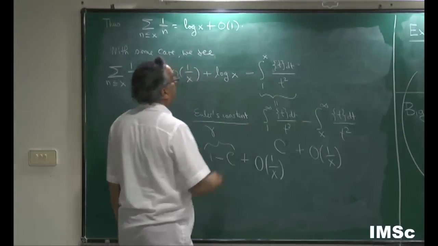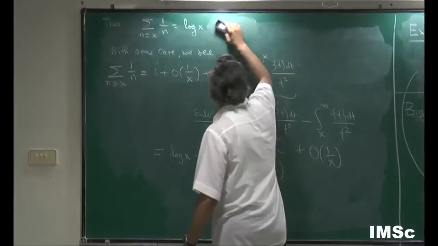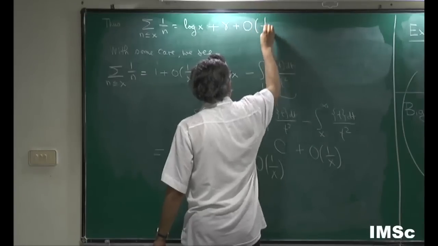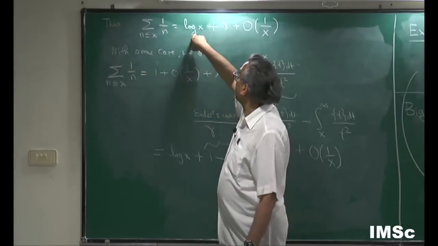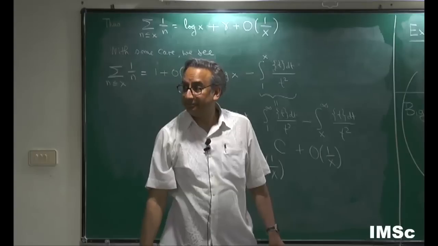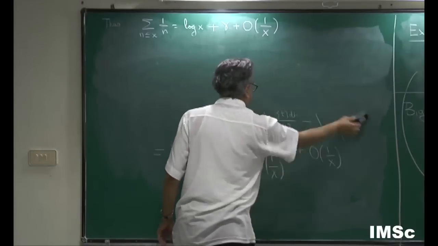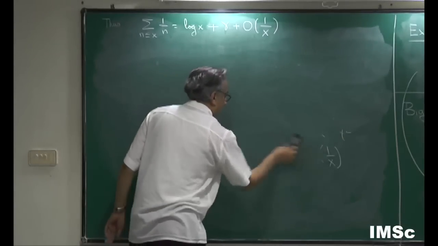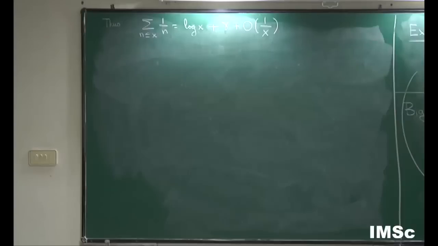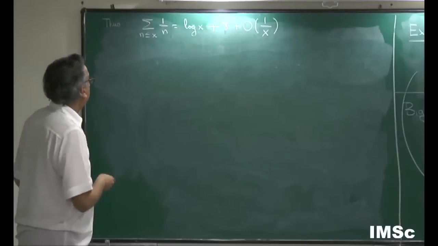So what we have now, using Abel's summation method, is a very interesting theorem: that the behavior of this function is log x plus a constant plus something that goes to zero very fast, which is a very good theorem. You'll see that it's very useful to have this particular theorem. Okay. This is the first example.